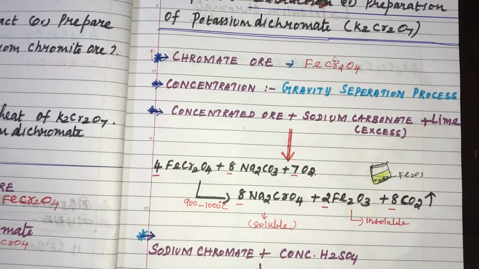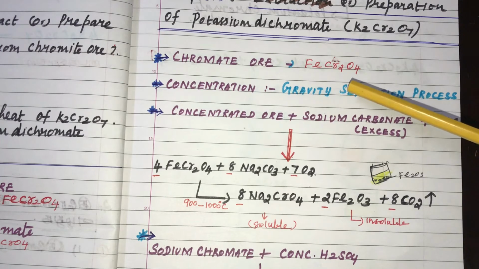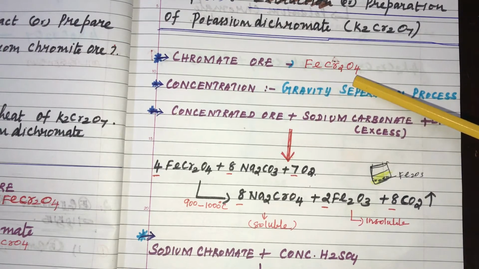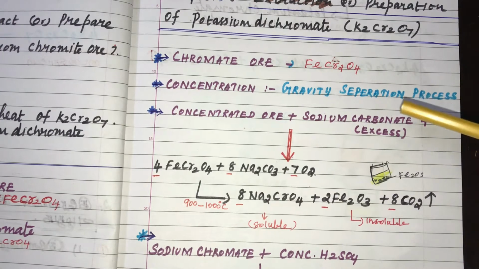Preparation of potassium dichromate from chromite ore. How can we get potassium dichromate? The important points are the name of the ore. The name of the ore is chromite ore, with the formula FeCr2O4. And here the ore is concentrated by the gravity separation process.